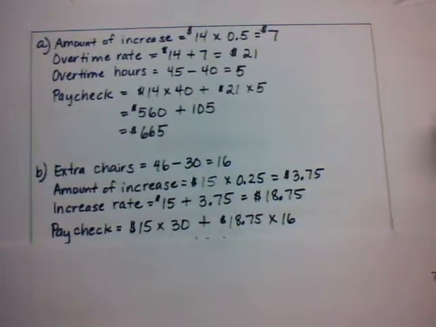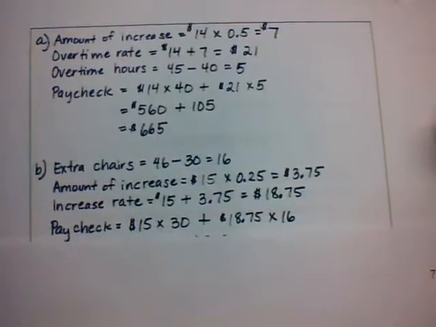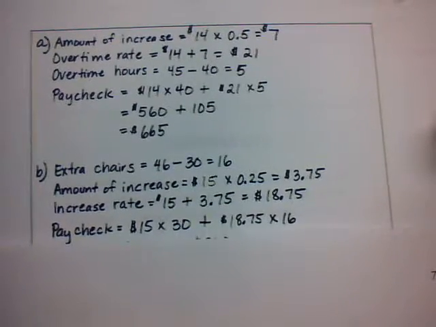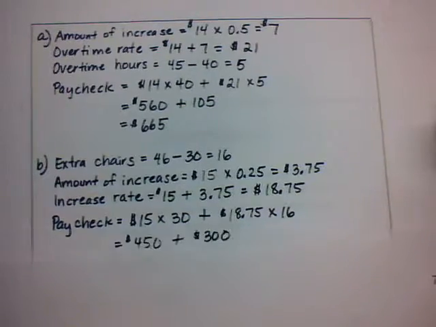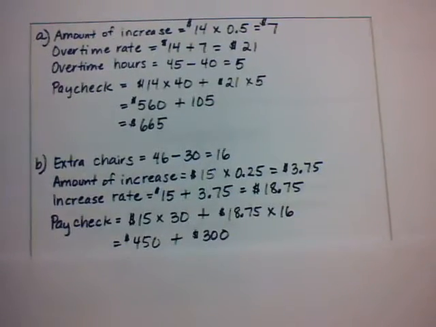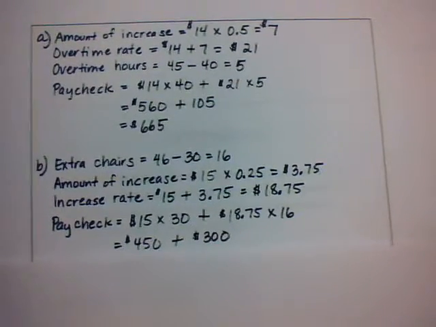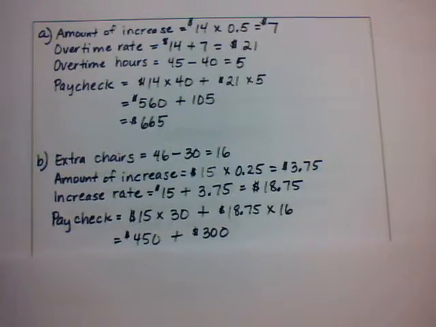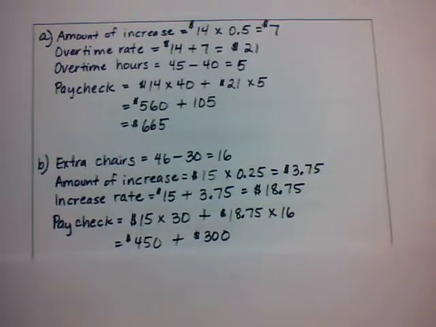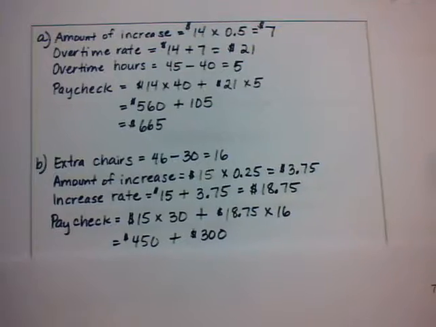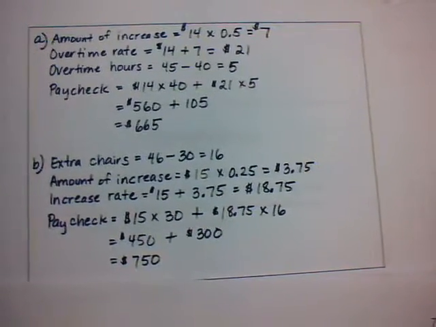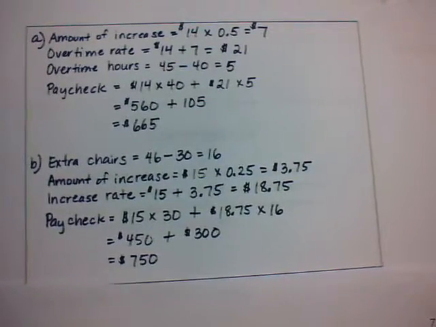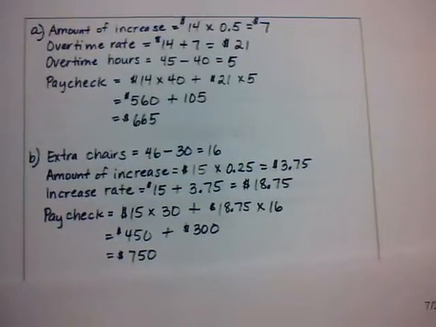$15 times the 30 chairs, and we're going to add to it $18.75 times the 16 chairs. Well, $15 times the 30 is $450. $18.75 per extra chair times those 16 extra chairs he made will be $300. So add $450 and $300, you'll get $750. So with this method, he'll be paid $750.